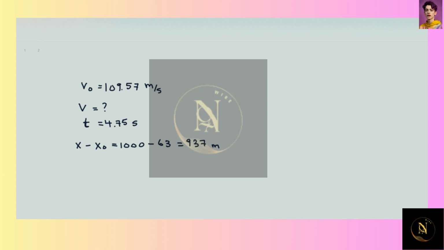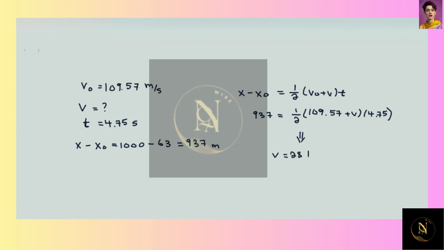And now we're going to use the same kinematic equation. x minus x naught is equal to 1/2 (v naught plus v) times t. And we're going to plug in, so we get 937 is equal to 1/2. v naught is now no longer 0, it's 109.57, plus v times 4.75. Our unknown is v, and this is just an algebraic equation at this point. Solving it gives v is equal to 284.96 meters per second.